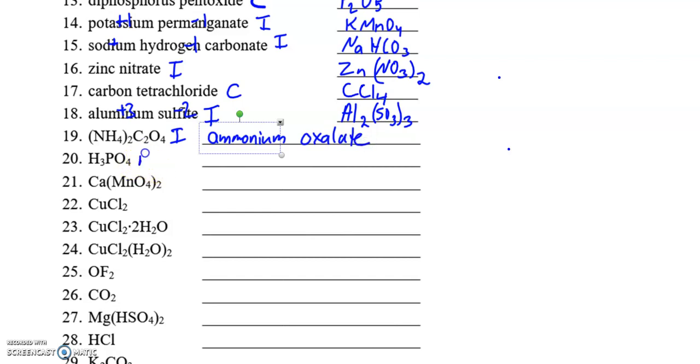The next one, you might notice, is an acid. By the way, you're supposed to memorize the acids. They're on the purple sheet. Okay. Calcium permanganate here. This is also an ionic compound.